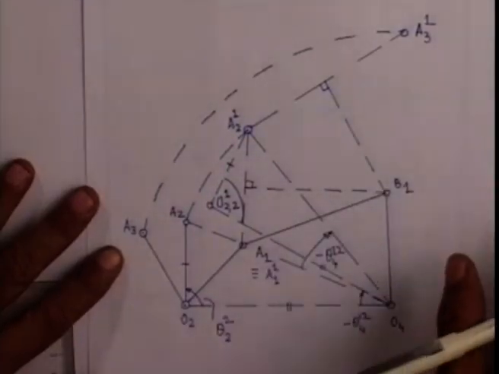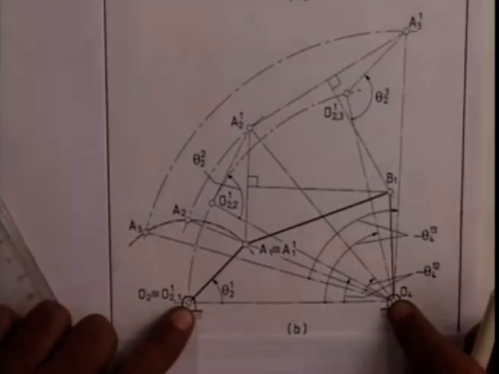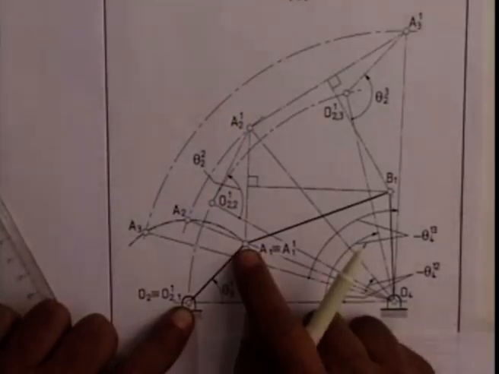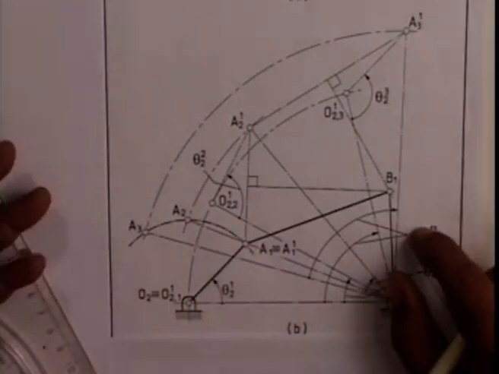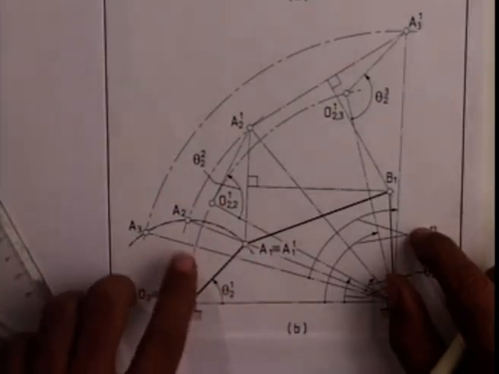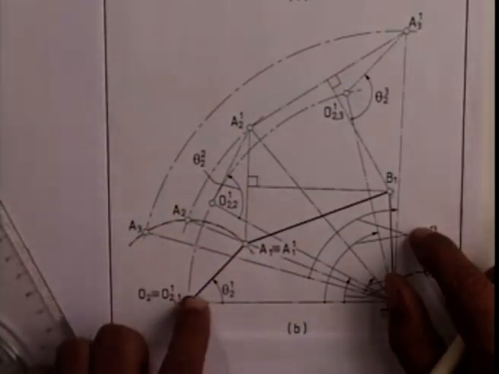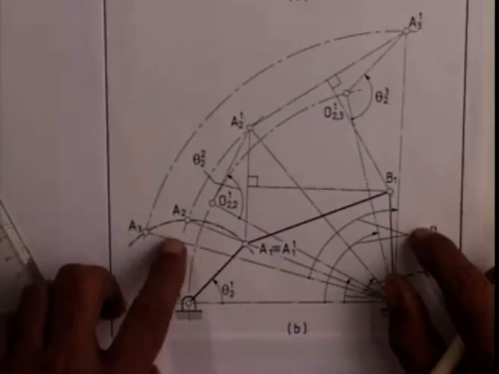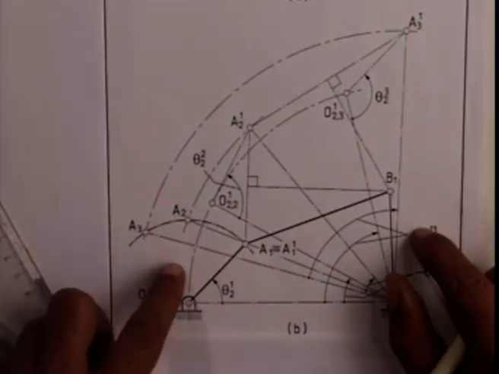Let me go through the procedure once more. O2 and O4 were chosen arbitrarily. A1, that is the location of the crank pin at the first configuration, was chosen arbitrarily. From the given movements from the first to the second configuration of the crank, I can locate A2 and A3 on this circle with O2 as center and O2A1 as radius. A1O2A2 is angle theta 212. A2O2A3 is the angle theta 223.